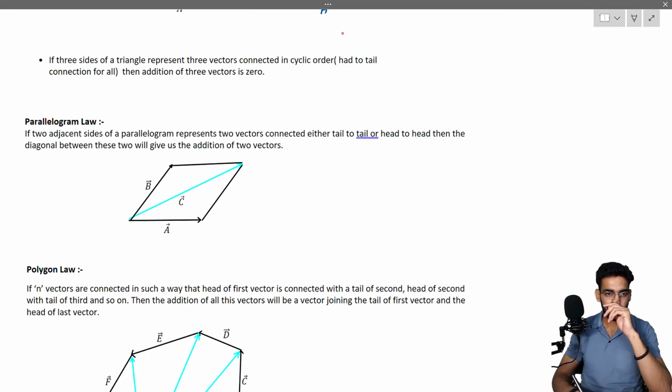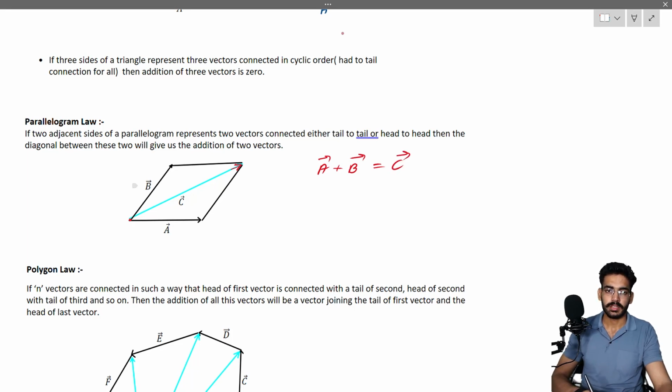How you do it is, if two adjacent sides of a parallelogram are represented by the vectors connecting from tail to tail, then the diagonal of that parallelogram represents the resultant vector. The diagonal of that parallelogram represents the resultant of the vectors. Here also a vector plus b vector equal to c vector. This is the extended version.